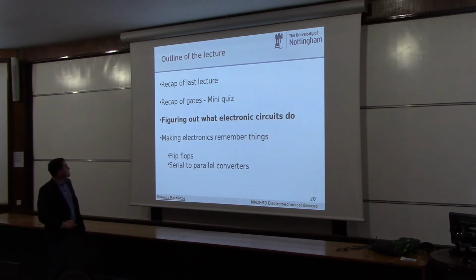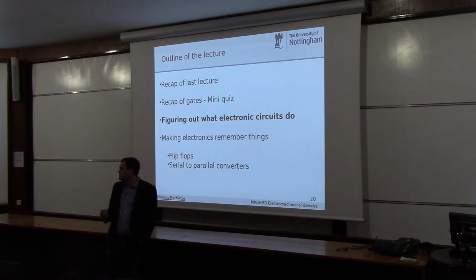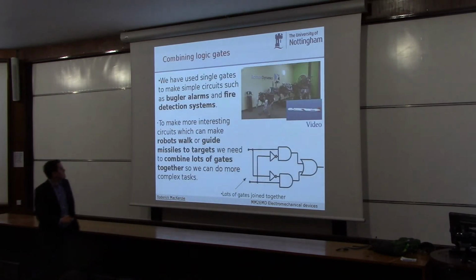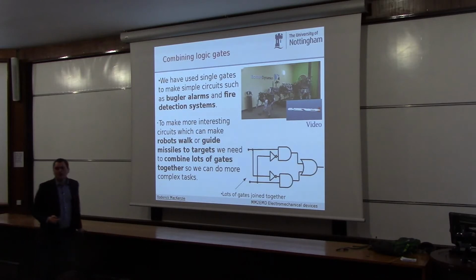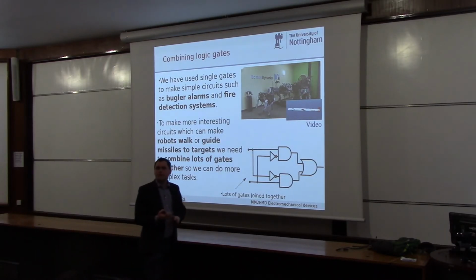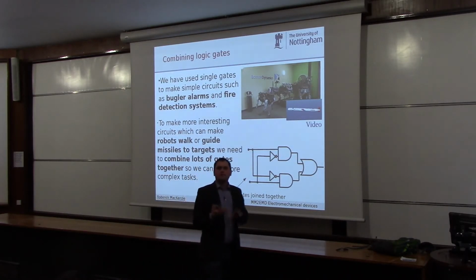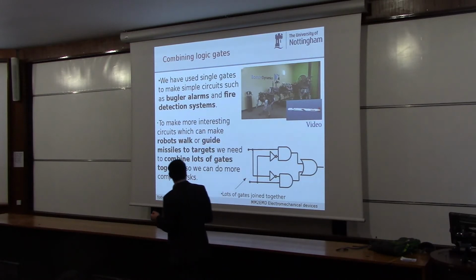So this next section is called figuring out what electronic circuits do, okay? So far, I've taught you the most simple electronic circuits with AND gates, OR gates, and NOT gates. And we've made things like burglar alarm circuits, circuit fire engines, very, very simple circuits.